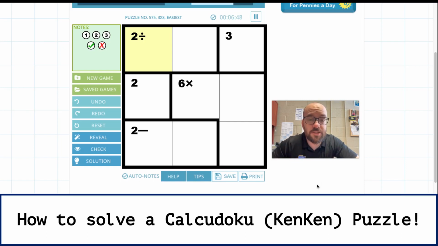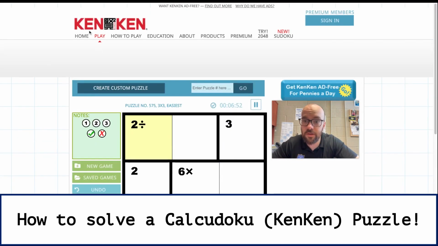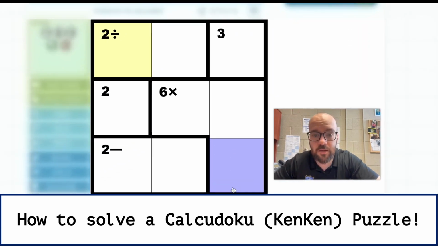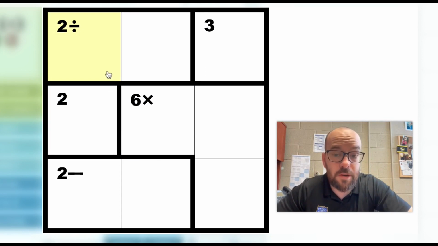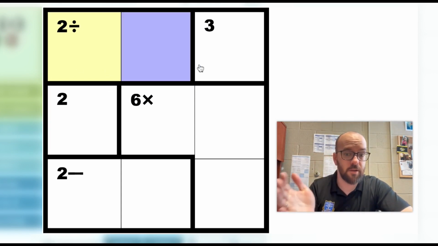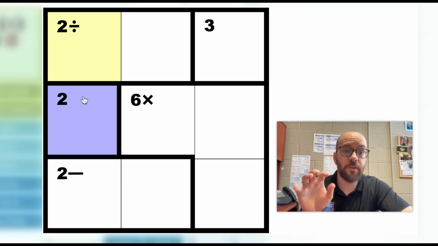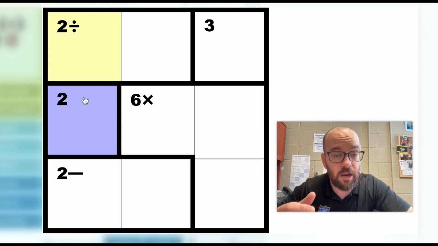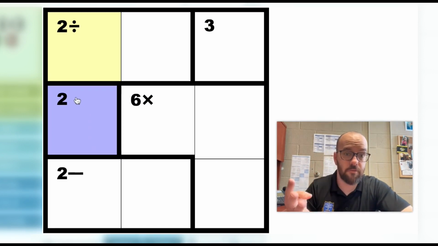Hey scholars, hey teachers. In this video, I'm going to show you how to do a Calcudoku puzzle, also known as a Ken puzzle. So I've got a 3x3 puzzle pulled up here on the Ken website. And in a 3x3 puzzle, I'm only going to use the digits 1, 2, and 3 to solve this whole puzzle. If this were a 4x4 puzzle, then I would use the digits 1, 2, 3, and 4.